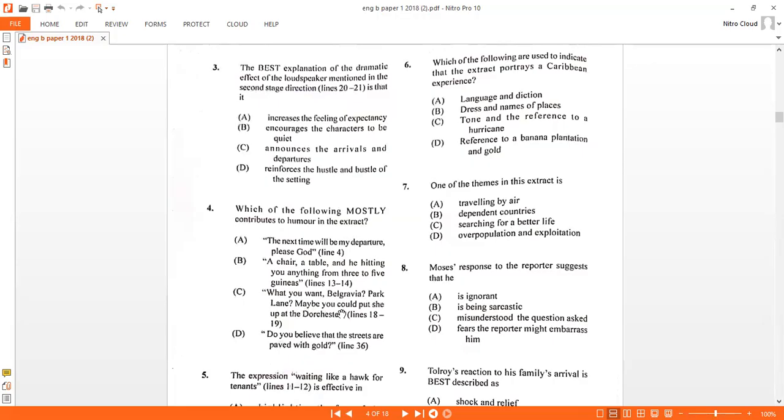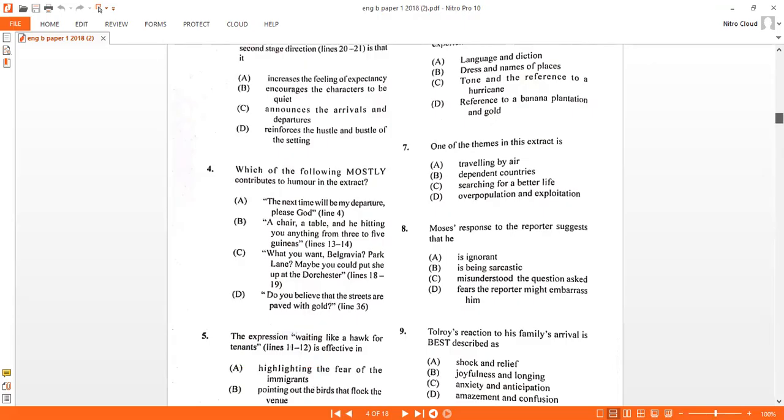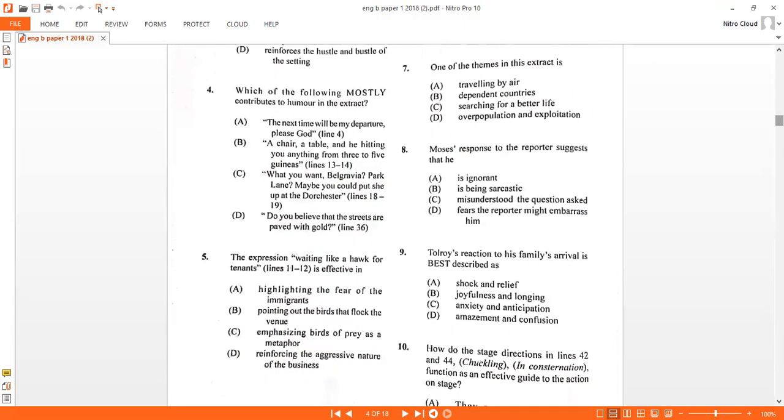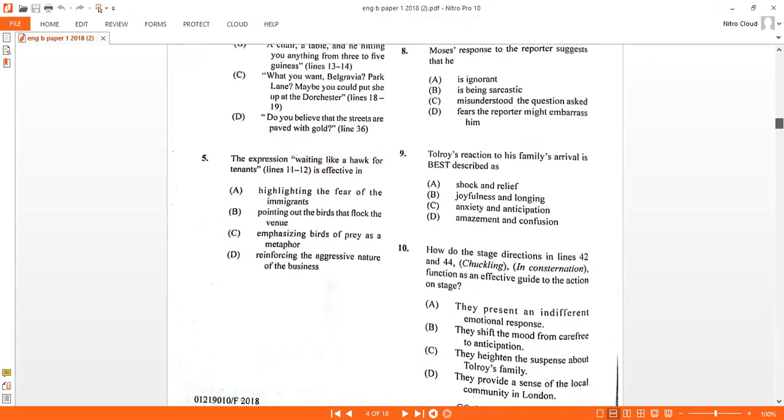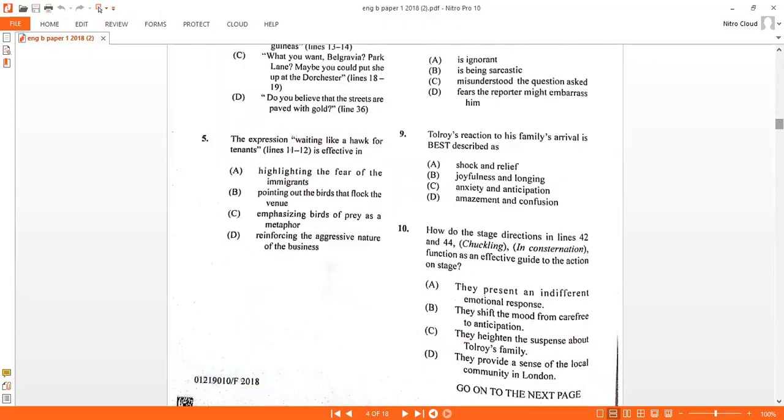Belgrovia, Park Lane, maybe you could put her up at the Dorchester. So that line mostly contributes to the humor in the extract. And we looked at why. Question 5. Question 5 says, the expression waiting like a hawk for the tenants is effective in.